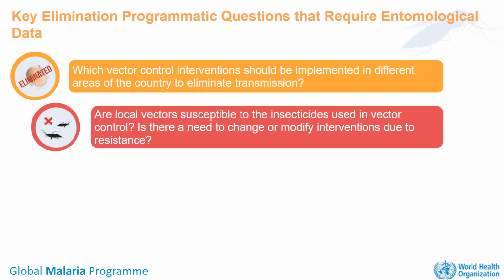The second question relates to insecticide resistance and asks whether local vectors are susceptible to the insecticides used in vector control, or whether there is a need to change or modify interventions because of increasing resistance. Prospective information on vector susceptibility to different classes of insecticide can assist in determining which insecticide should be used for IRS or larviciding, or whether ITNs or PBO should be deployed.